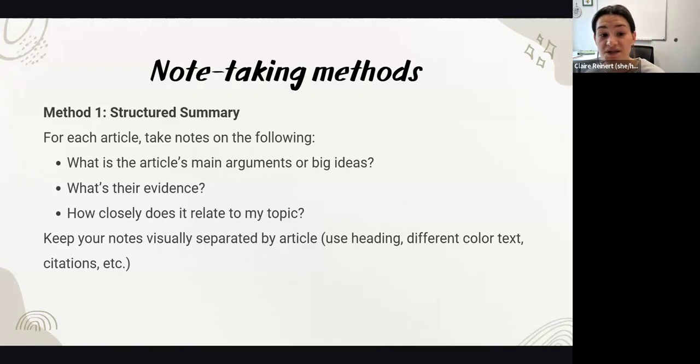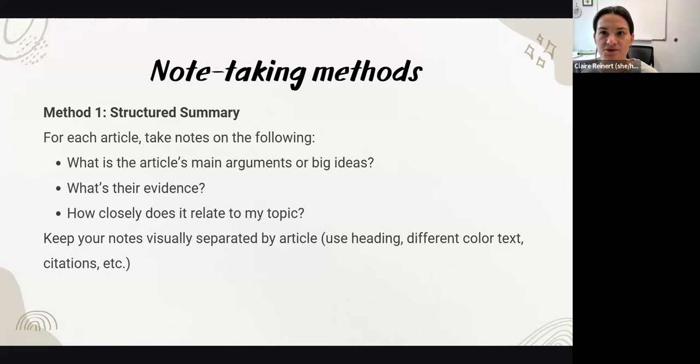So these are the three things that I like to think about and to note down when I'm doing my first reading and my first kind of note-taking run. What are the main ideas? What are the big ideas? What's the evidence, right? What are they using to back up those big ideas? And then finally, how closely does it relate to my topic?